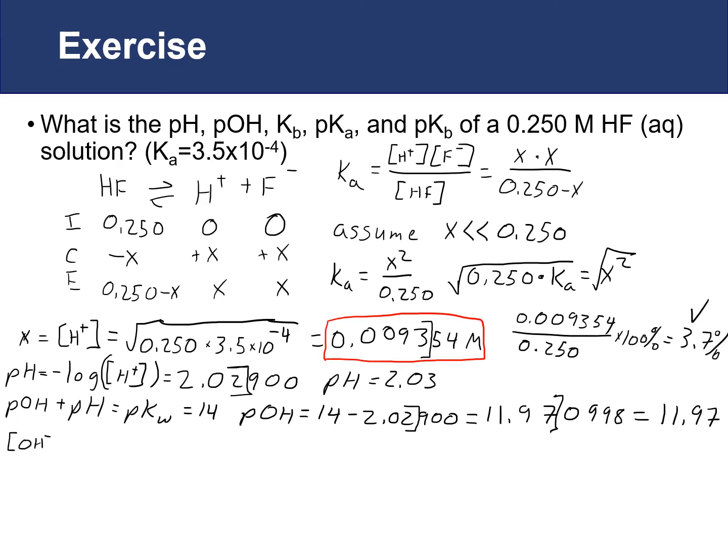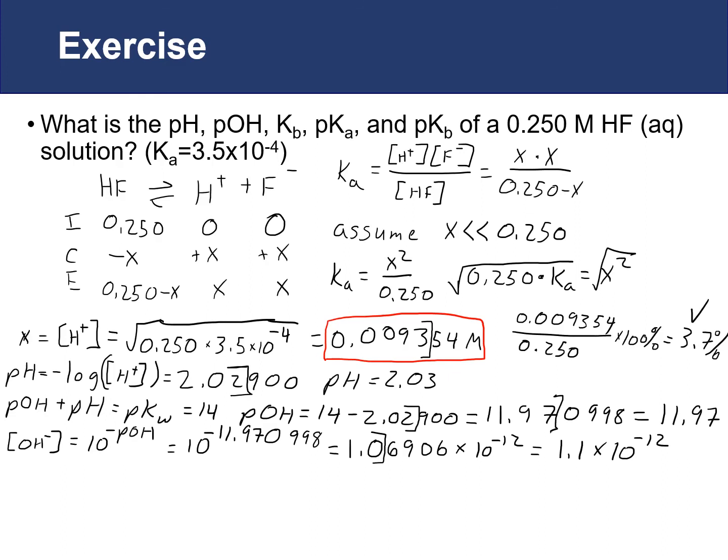Okay, because we have our pOH, we can find our OH. The concentration of OH minus is equal to 10 to the negative of the pOH. So that would be 10 to the negative 11.9709998, which is 1.06906 times 10 to the negative 12. Our value here has 2 decimal places, so when we take 10 raised to the negative of that value, we will have 2 significant figures, so it gets cut off there. And so our OH minus concentration will be 1.1 times 10 to the negative 12th. Okay, so we now have our H plus, we have our pH, we have our pOH, and we have our OH.